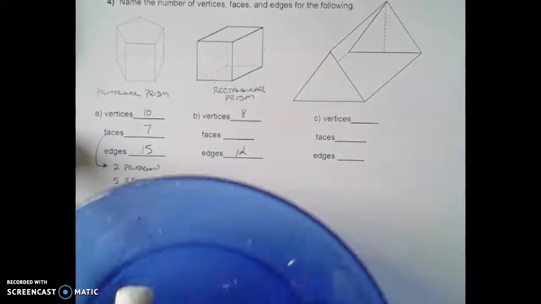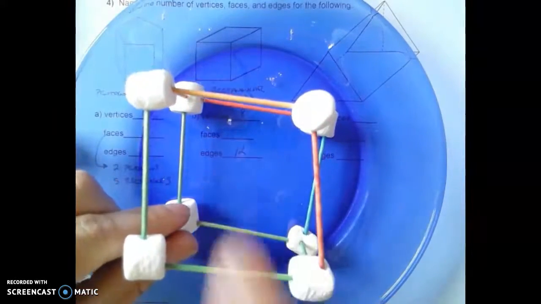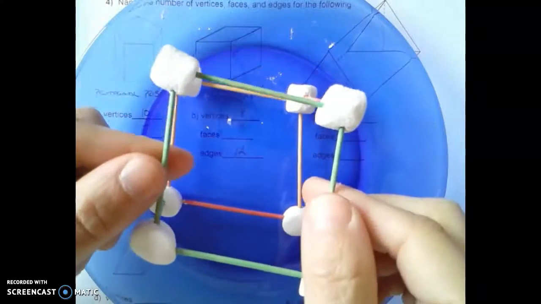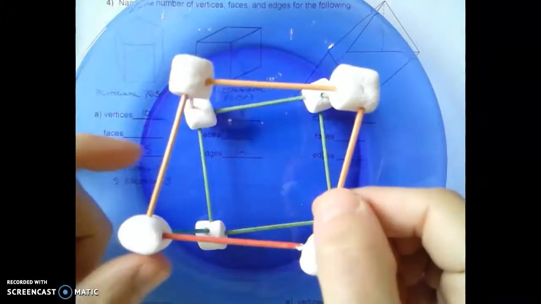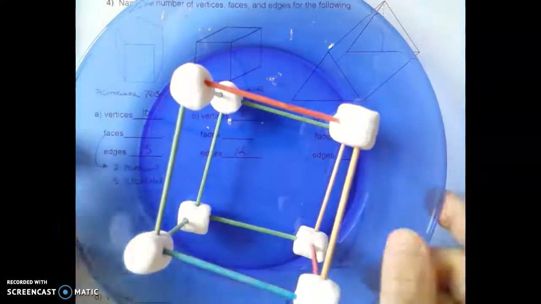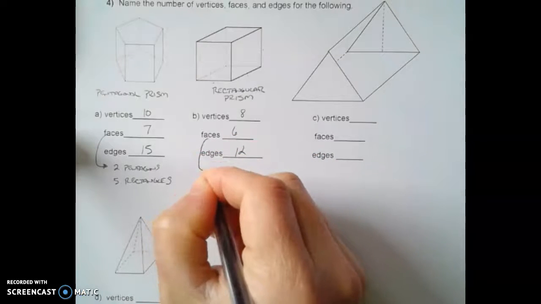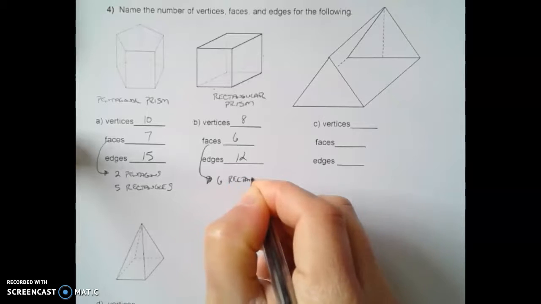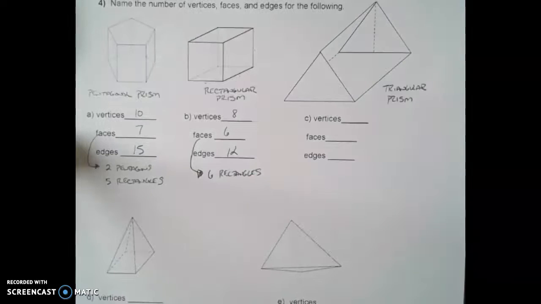And now I need to count the faces, the flat surfaces. So I know I have 1 rectangle on top, one rectangle down here on the bottom, and then I have 1, 2, 3, 4 other rectangular faces, so that's going to be a total of 6 of them. All right, 6 faces, and all of them are rectangles. 6 rectangles. Okay, and so these are the properties of a rectangular prism.